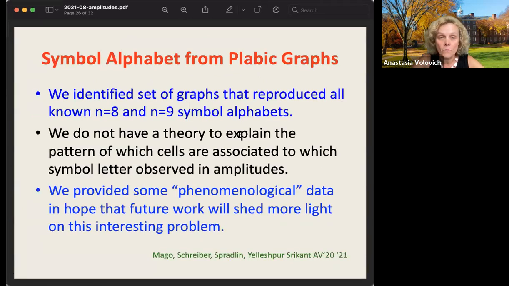To summarize, we've identified a set of graphs that reproduce all known 8 and 9 point symbol alphabets. Unfortunately, we don't yet have a theory to explain the pattern of which cells are associated to which symbol letters observed in amplitudes. So it's kind of phenomenology that we're doing. We have the list, and this graph gives this list. I wish there were more systematics, and I think there's a lot more to be understood.